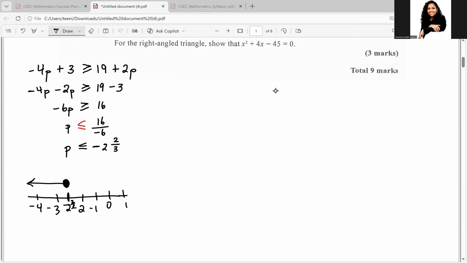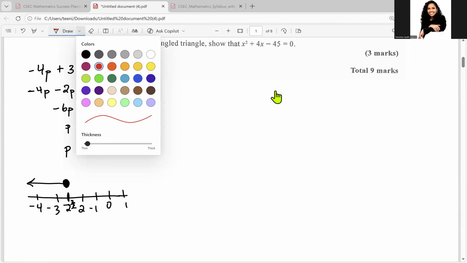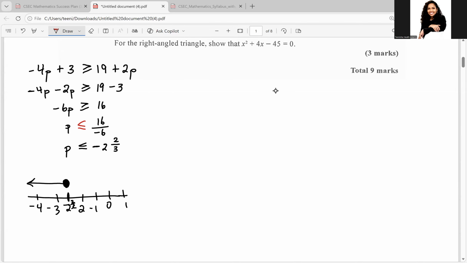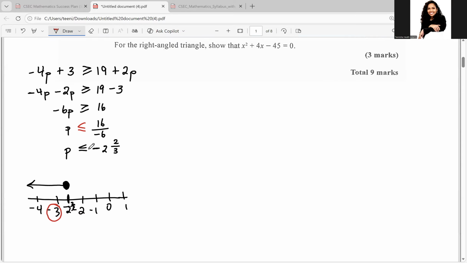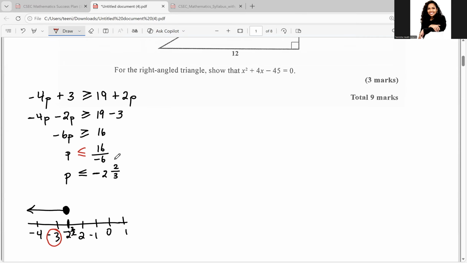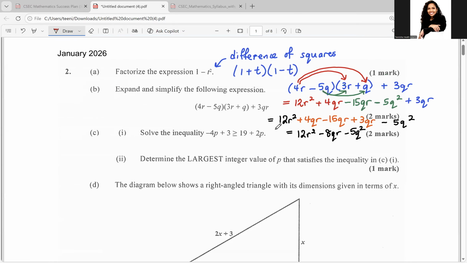So the largest integer value that would satisfy this inequality will be negative 3. Integer meaning whole number, right? Because all of the other numbers will actually be less than negative 3. So negative 3 is the largest integer value that satisfies this inequality. Okay, so that's 1 mark.